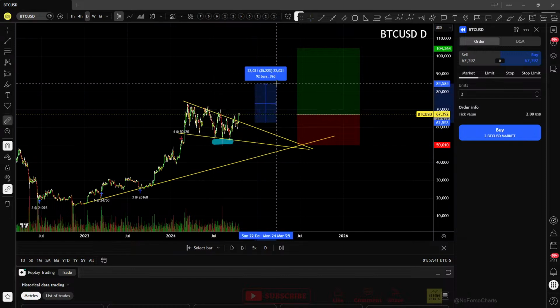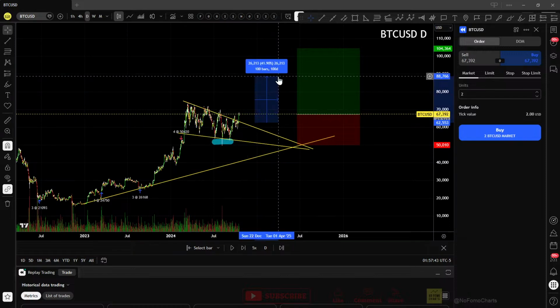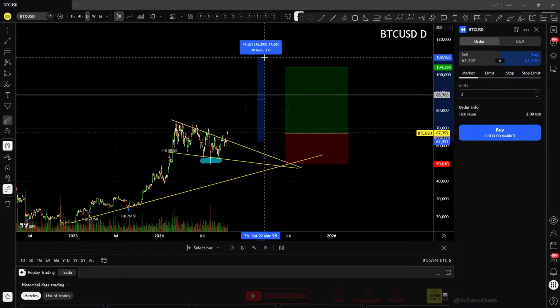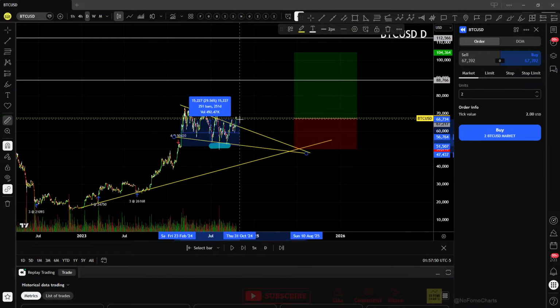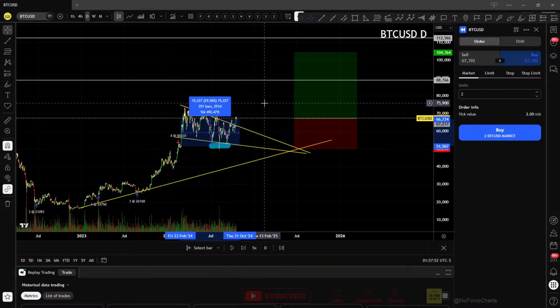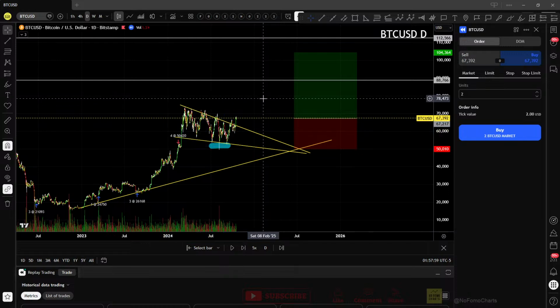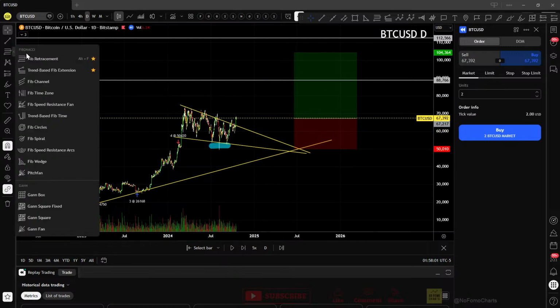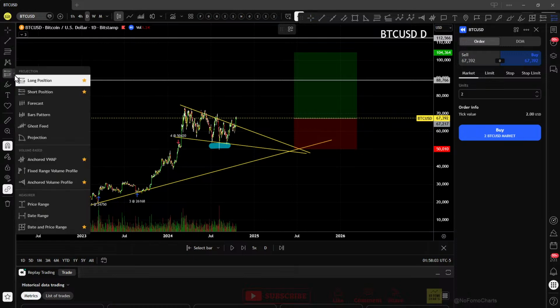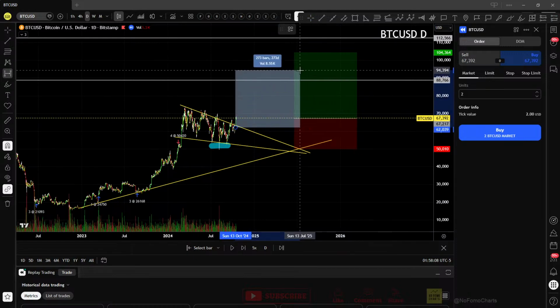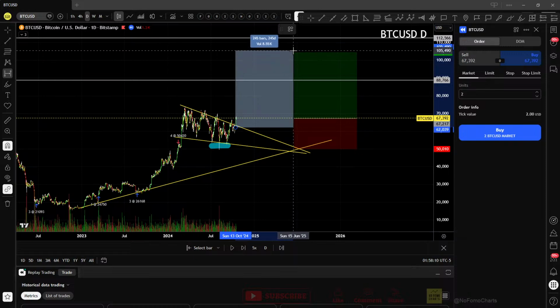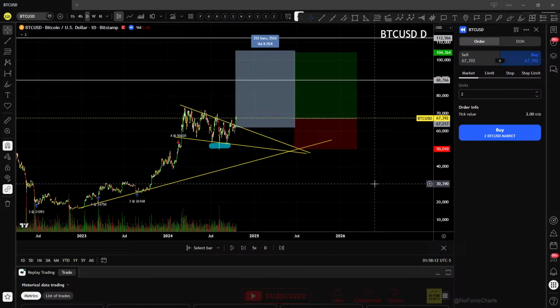We should be able to go 40 to 80%. So 40% would be 88,000 in this example. 80% would be $112,000 Bitcoin, in an estimate of the time of this wedge pattern, which is about 251 days. Let's just put a date. This is not the best way, but I'm just going to put a date range. 251 days would be right here in this blue box.